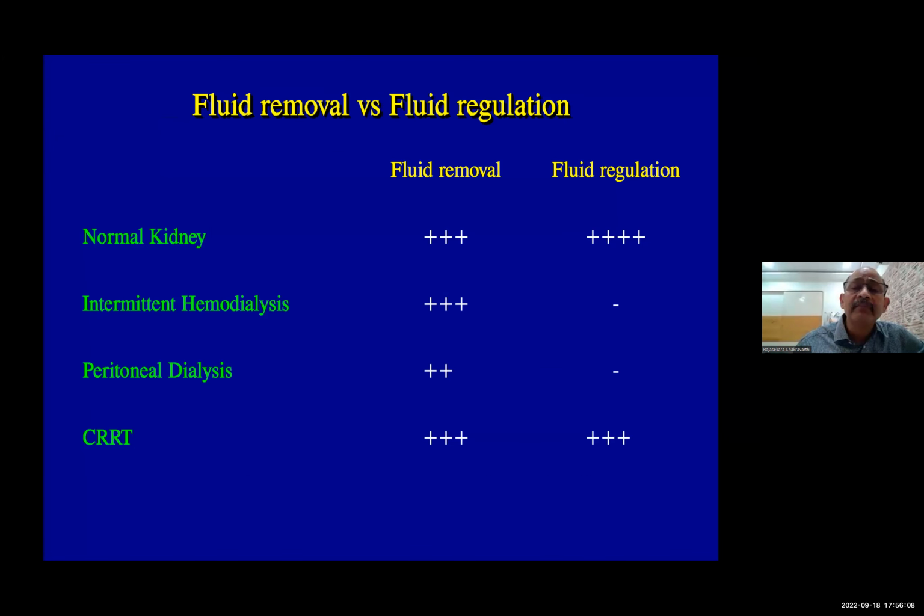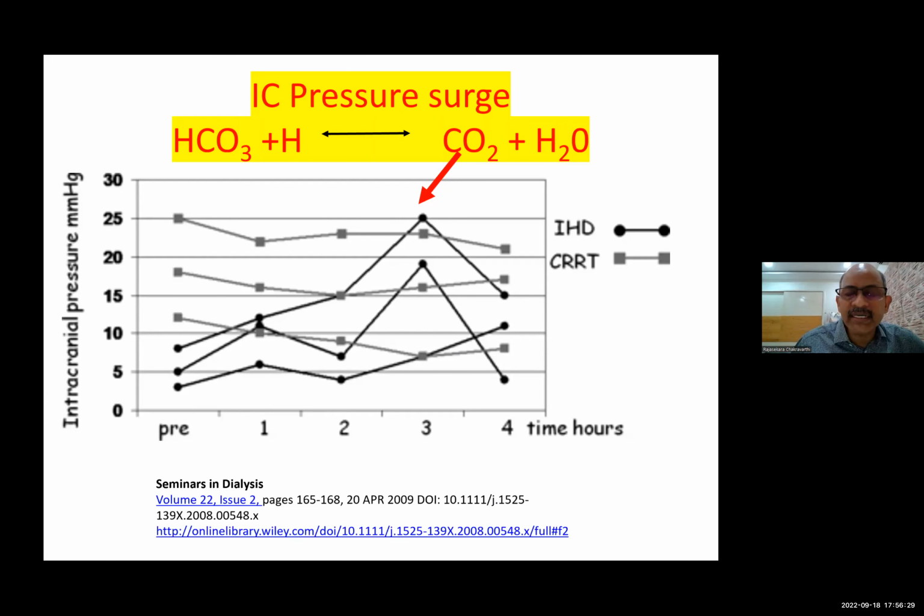When it comes to fluid removal, normal kidney and CRRT both have significant regulation that you can do. I mentioned to you, hourly you are giving 2 liters into the patient, removing 2 liters. That way you are able to change so much of the patient's internal milieu to achieve what you want as an outcome.